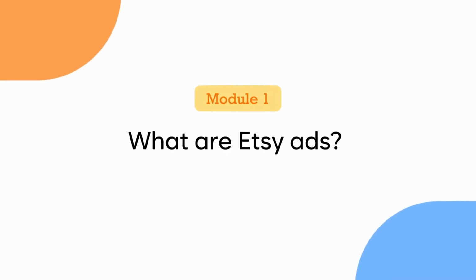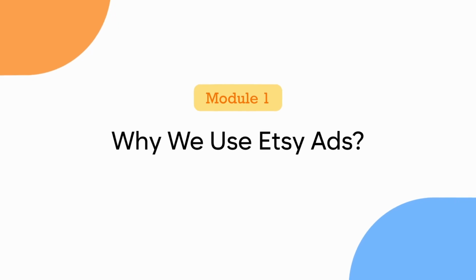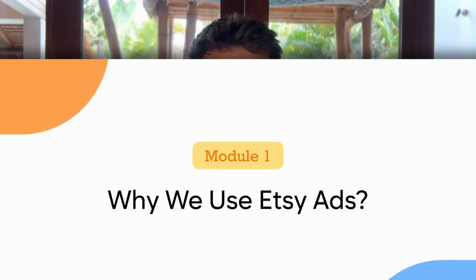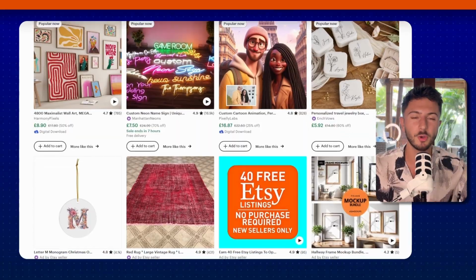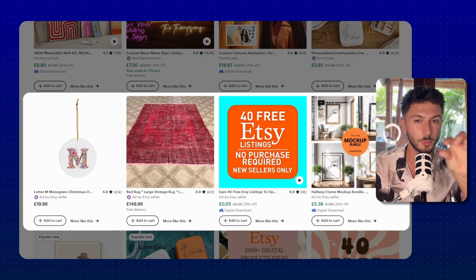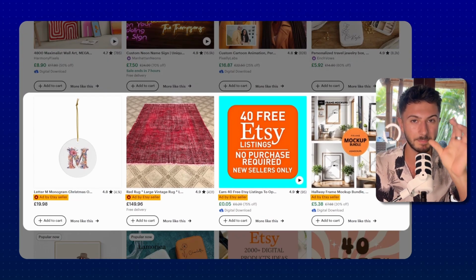start with discussing exactly what Etsy ads actually are and why we use Etsy ads to improve and scale our business. So Etsy ads is essentially just an opportunity for you to pay to guarantee to get your listings and your products shown in front of a much bigger audience. And so when you're scrolling through products on Etsy, any product you see that's got the little ad by Etsy seller tag underneath it, this is a product that has been paid to be positioned in front of your eyes.